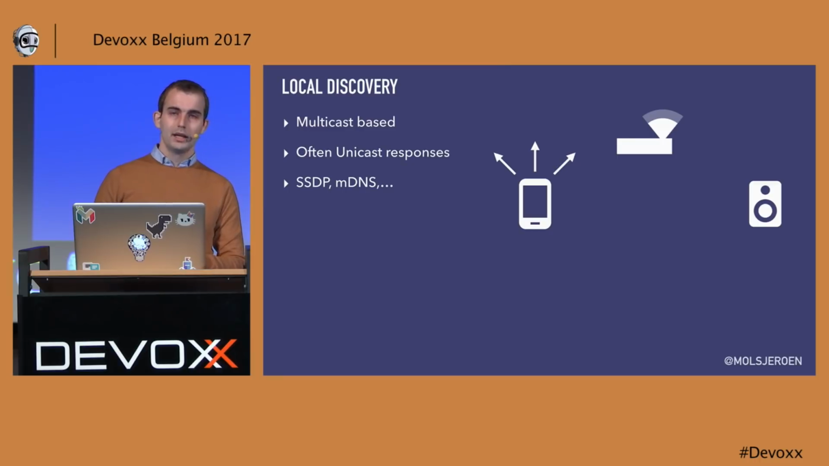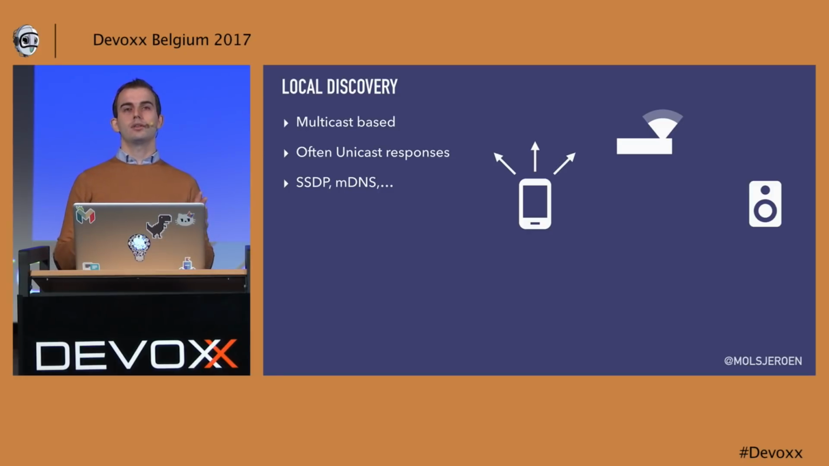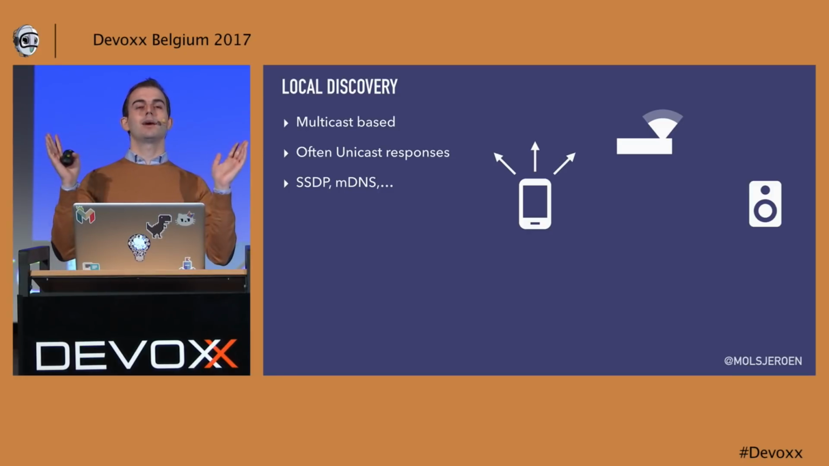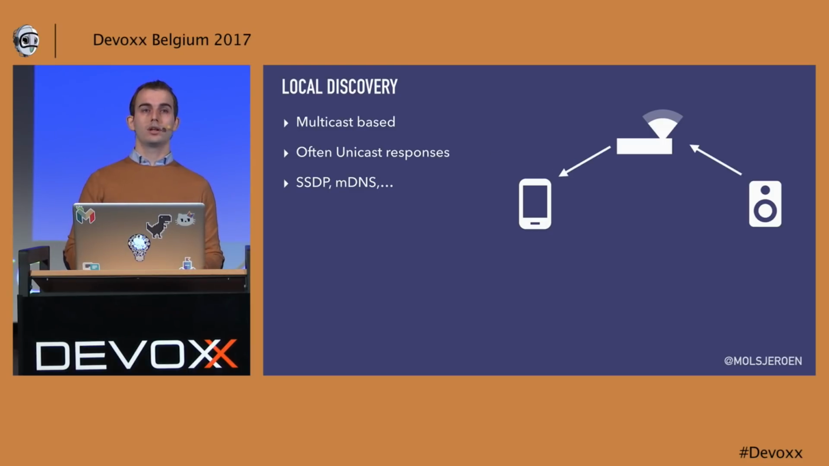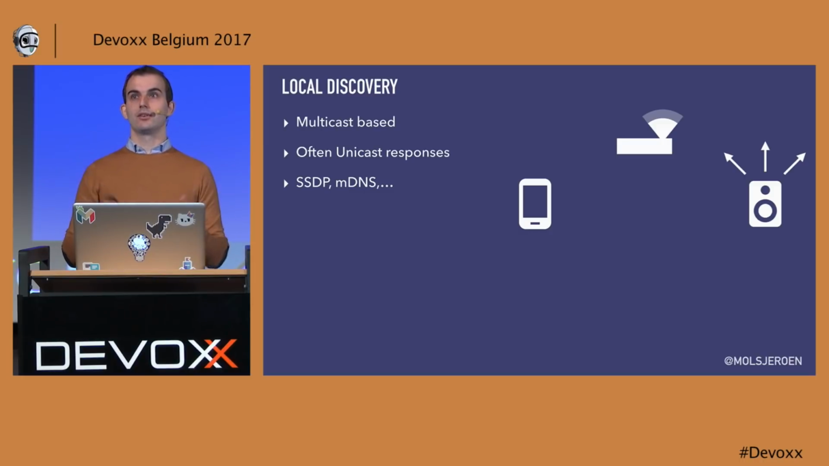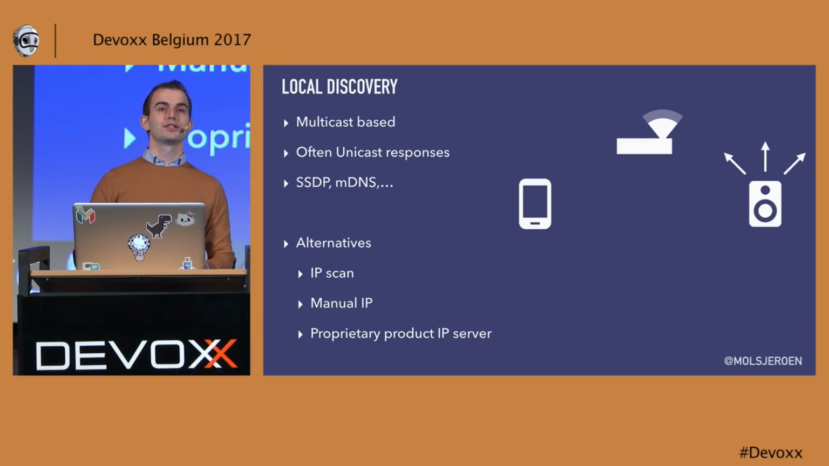Well, the local discovery always works multicast based. So your phone just broadcasts a message, hey, here I am, I'm looking for speakers on the network. And then the speaker can either directly respond to the phone, or it can also just broadcast, hey, I'm a speaker, is there anyone who wants to connect to me? So typical protocol implementations are SSDP or mDNS, but there's alternatives. You can just take the subnet and then try and reach every possible IP address on the subnet. That's an IP scan. Works effectively, but it's super, super resource heavy.